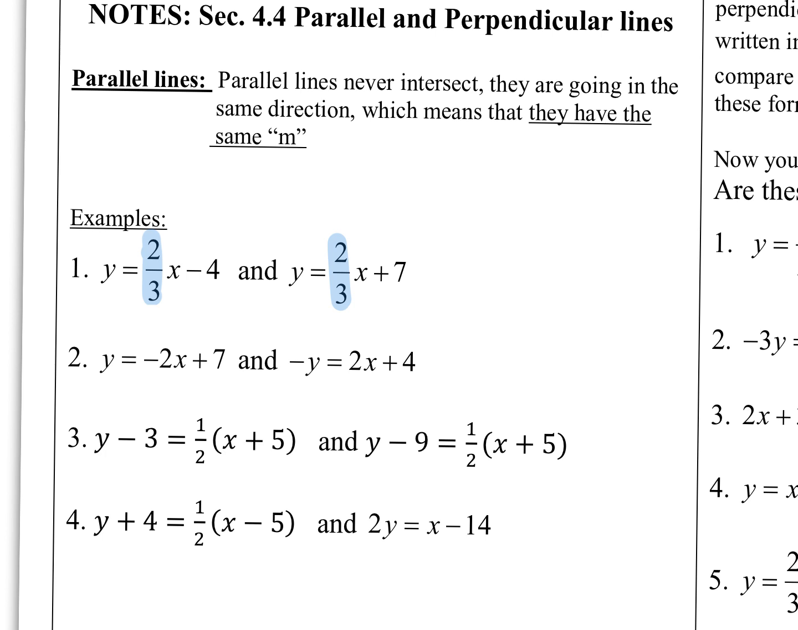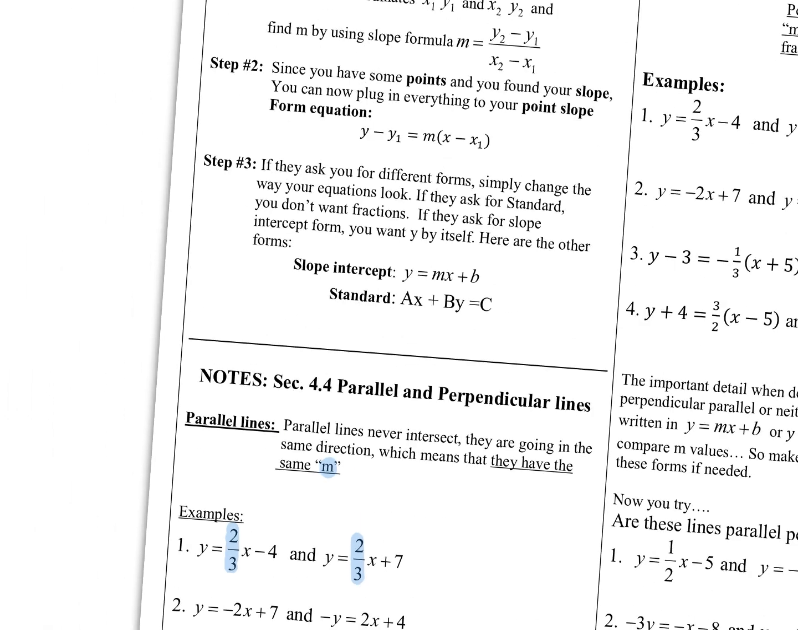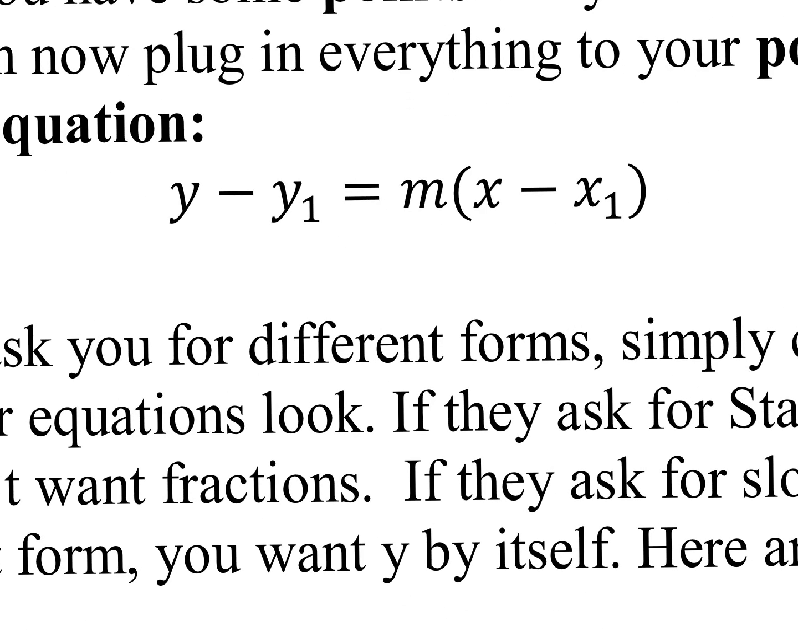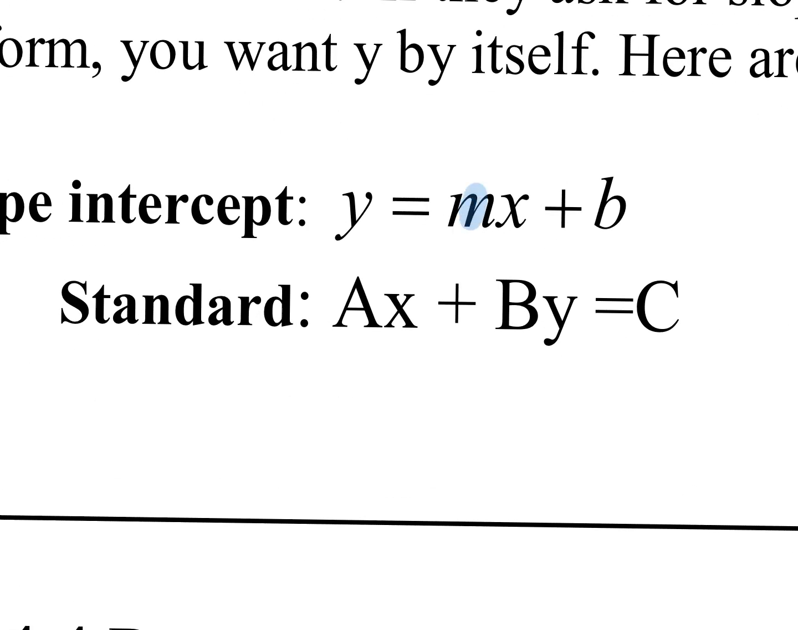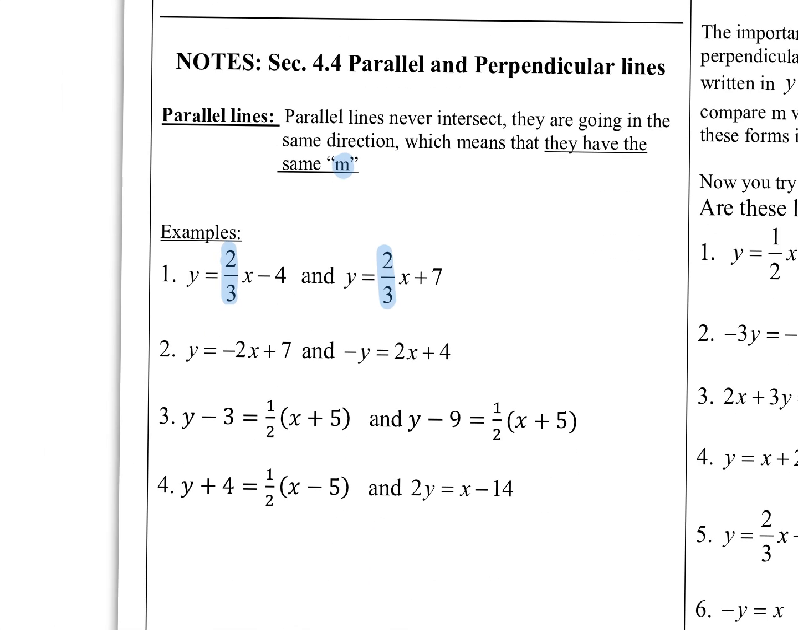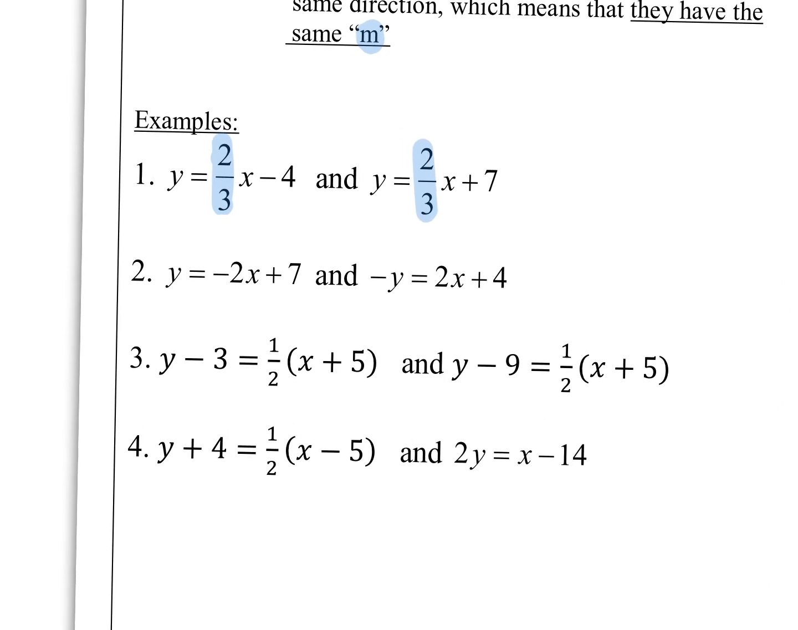So the first thing to understand is you can only see the m value if it's in either point slope form, right there you can see the m value, or slope intercept form, right there you can see the m value. If it's not in one of these forms, you're going to have to change it to look like either point slope or slope intercept so you can actually see the m values. All of these are just examples of equations that are parallel. All of these have the same slope.